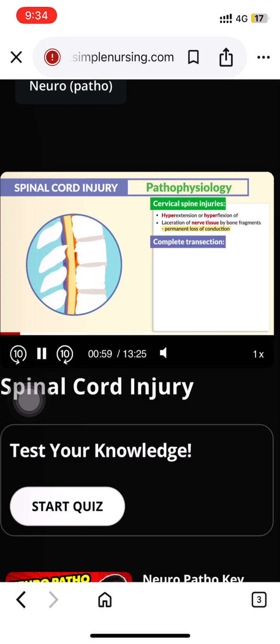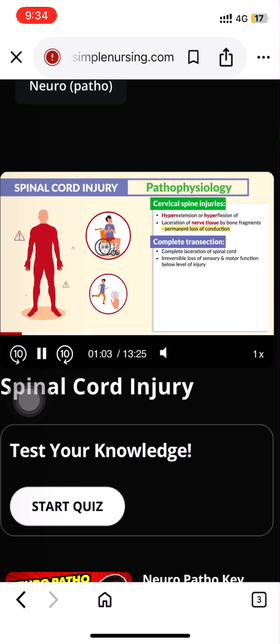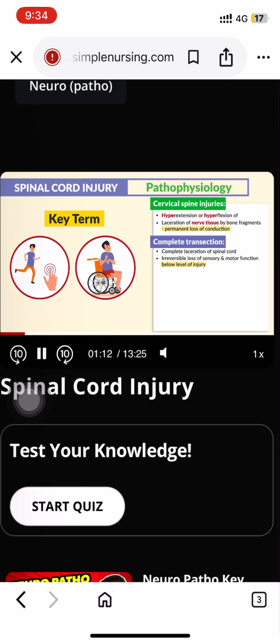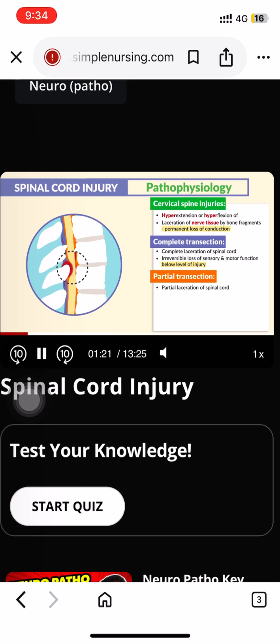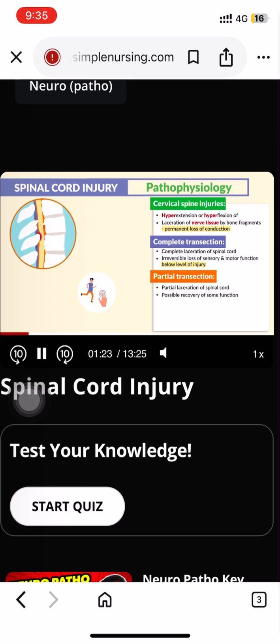Now, a complete transection is complete laceration of the spinal cord. We have irreversible loss of sensory and motor function below the level of injury. The key term there is below the level of injury. Fancy words for loss of feeling or sensory and a loss of motor below that level of injury. Now, a partial transection is partial laceration of the spinal cord. Now, there is possible recovery of some function, as the spinal cord is only partially lacerated or partially cut.